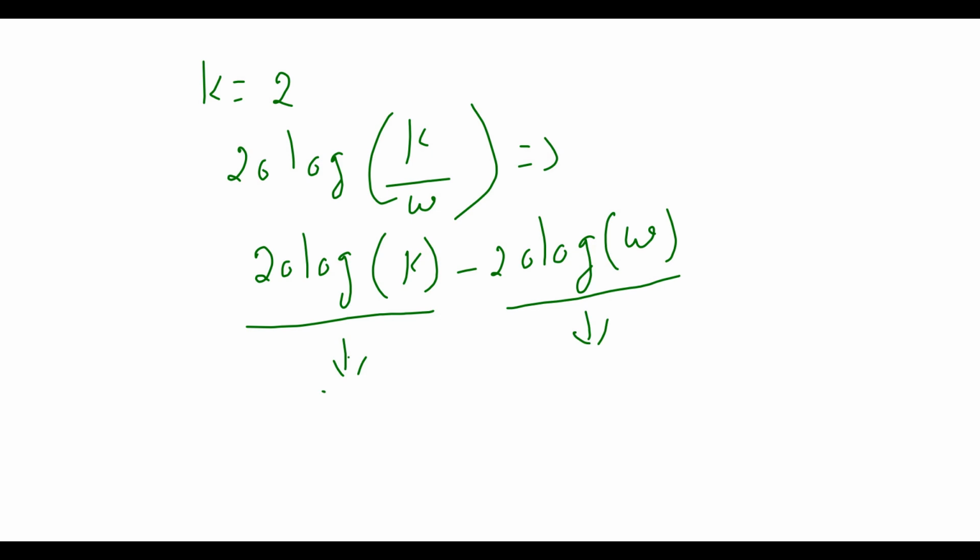For example, if the k value is equal to 2, then the 20 log of 2 value is 6.02. I am roughly taking the value as 6. Now from the value of 6, whatever value of omega you got, you just have to subtract and plot the values. So this is the technique we will be following to plot the Bode plot for the given transfer function of k by s.